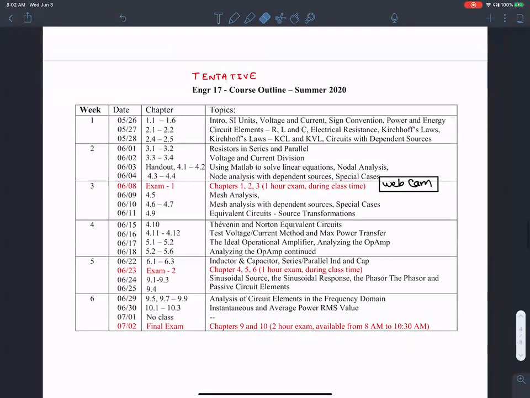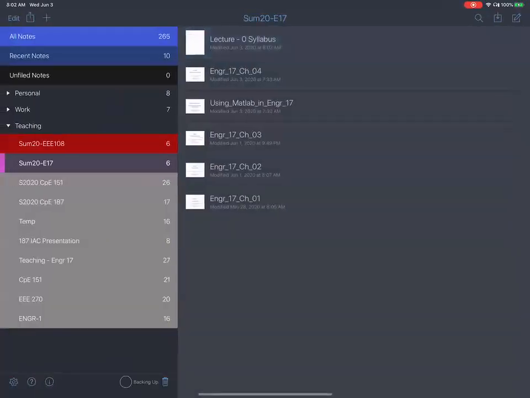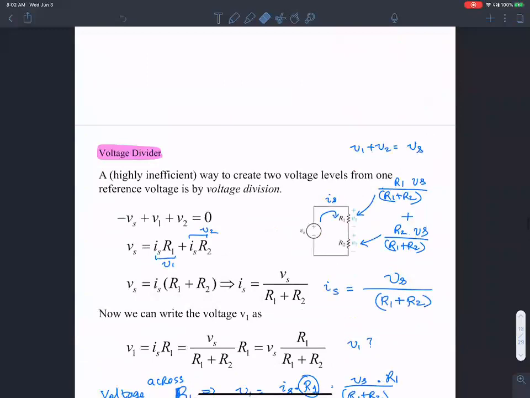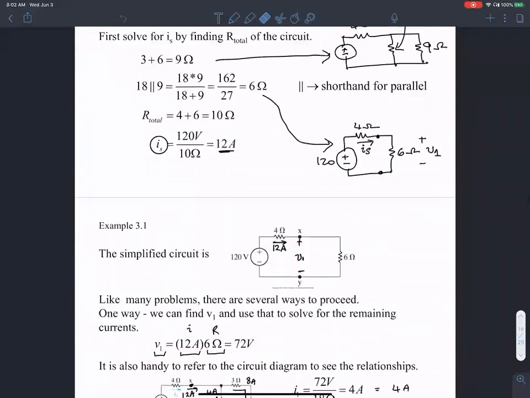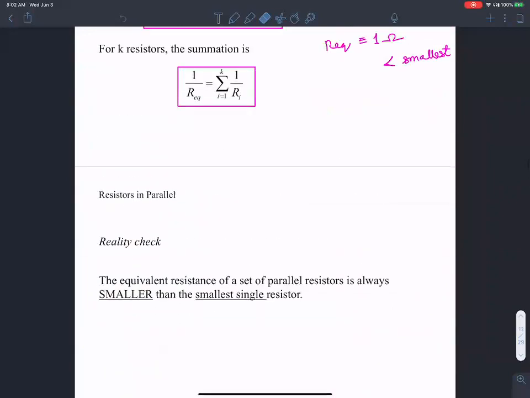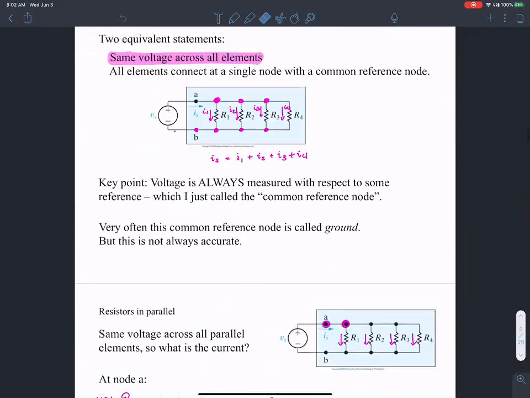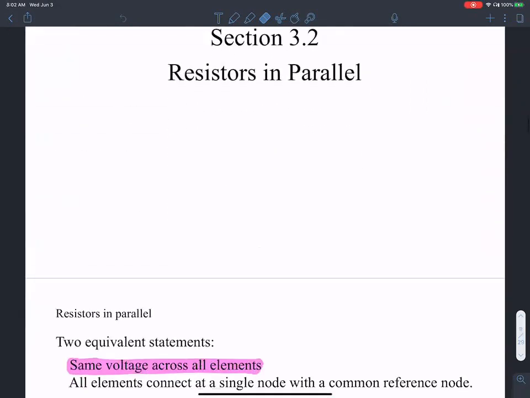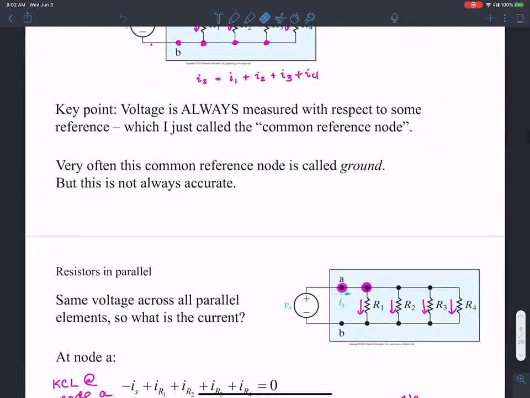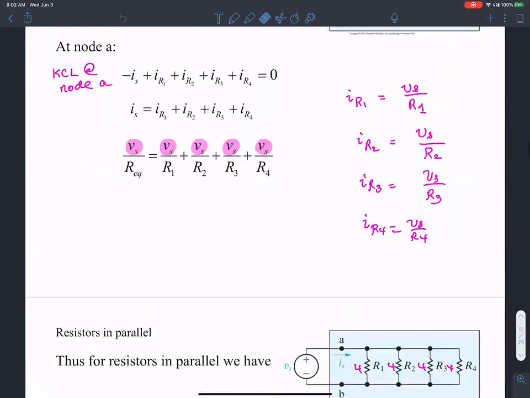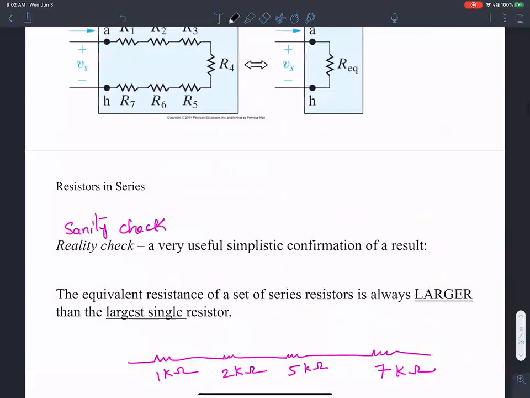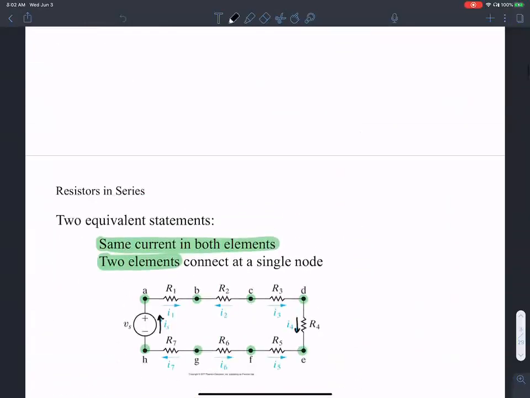So the idea is that we are making good progress, keeping to schedule pretty much. Okay, so quickly reviewing what we did in the last class is the idea of series and parallel resistances, which is a pretty straightforward topic. You should be very familiar with this from your earlier courses.